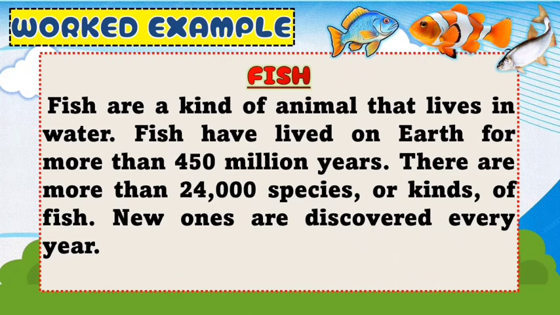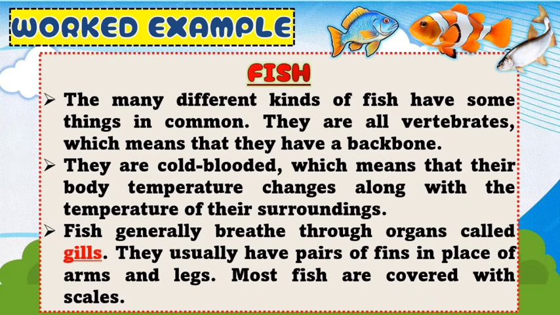Group 4. Fish. Fish are a kind of animal that lives in water. Fish have lived on Earth for more than 450 million years. There are more than 24,000 species or kinds of fish. New ones are discovered every year. The many different kinds of fish have some things in common. They are all vertebrates, which means that they have a backbone. They are cold-blooded, which means that their body temperature changes along with the temperature of their surroundings.